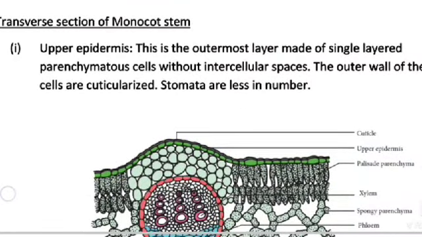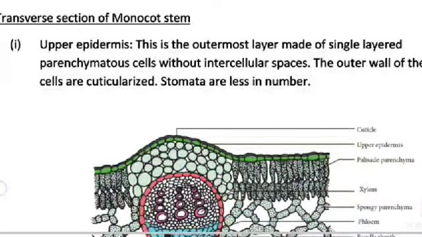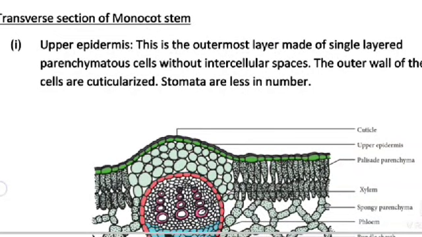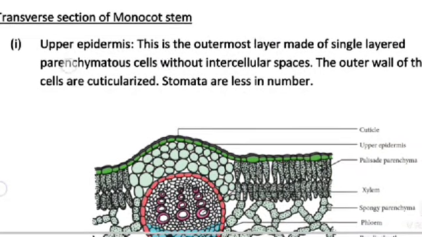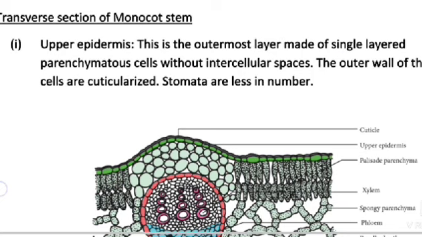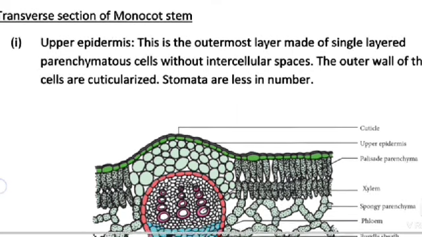Transverse section of dicot leaf. Upper epidermis: this is the outermost layer made of single layered parenchymatous cells without intercellular space. The outer walls of the cells are cutinized. Stomata are less in number.